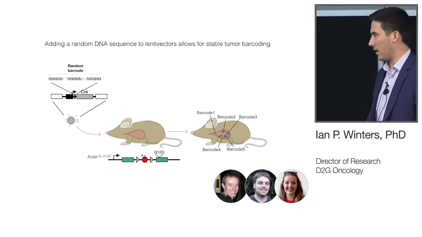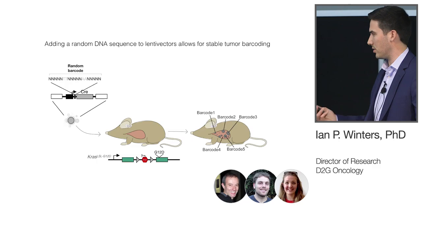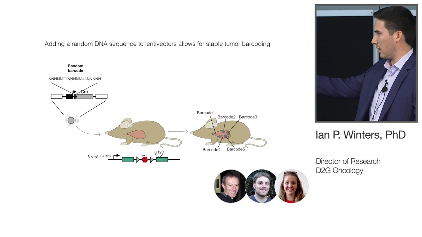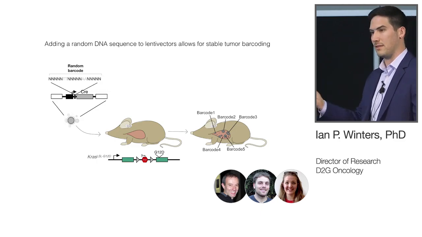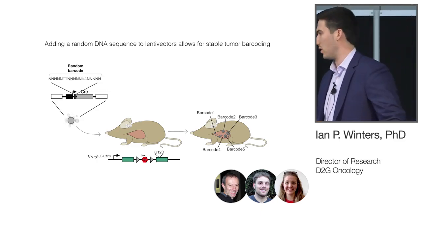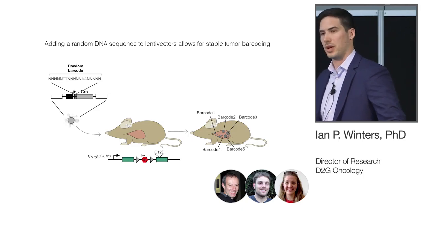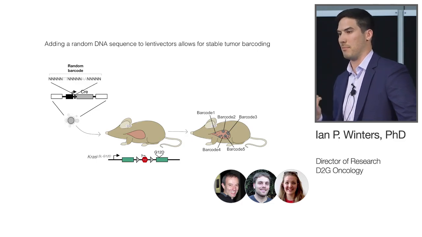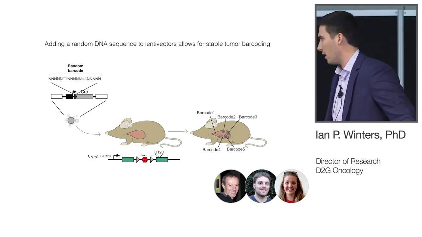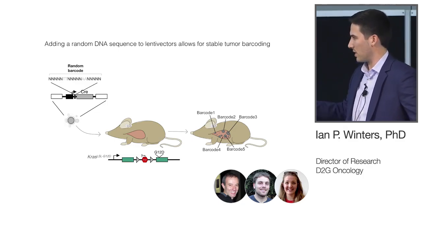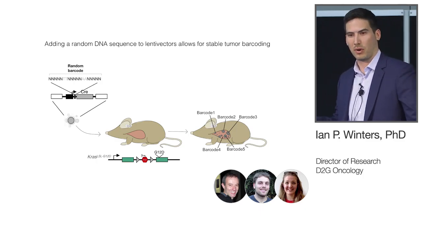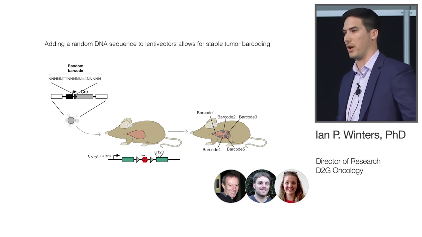So actually we had a very simple idea to add a random barcode to these lentivectors. So now every lentivector, every lentivirus in your pool has a different unique barcode, and every cell that's transduced by lentivirus gets a stable random DNA barcode. It tags individual cells that get this lentivirus. So then that lentivirus also expresses Cre, it activates KRAS, and if that cell turns into a tumor, it amplifies the barcode since it's integrated into the genome.